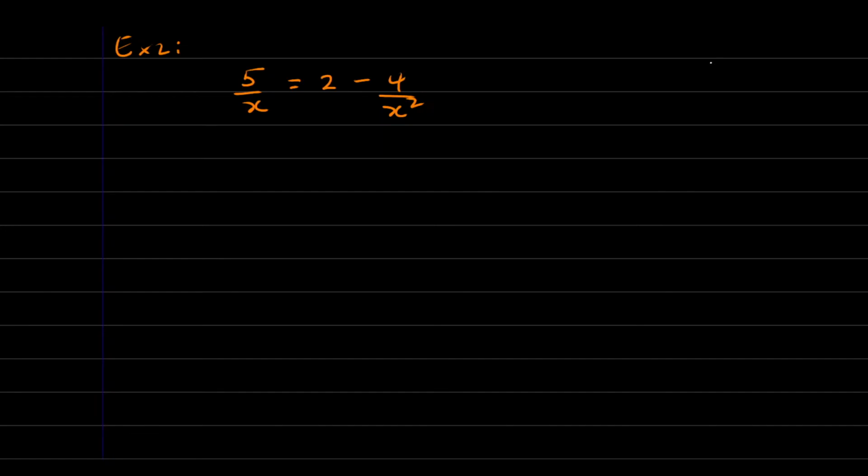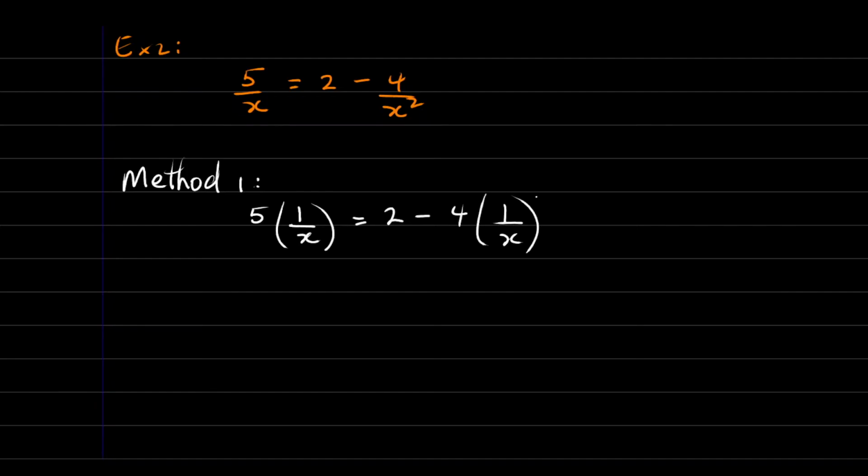Let's do both ways. So I'm going to do one in white, and I'll call this method 1. Right, and this method I want to factor out. So I'm going to start from the equation and rewrite it as 5 into 1 over x close bracket equal to 2 minus 4 into 1 over x, and I'm going to square that.